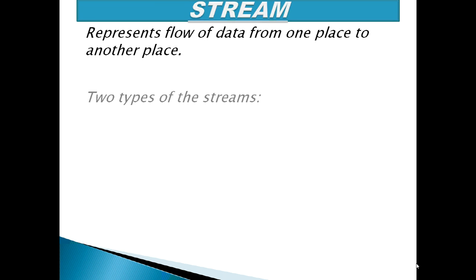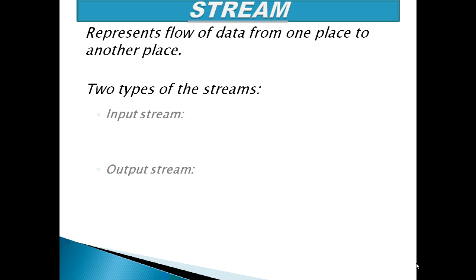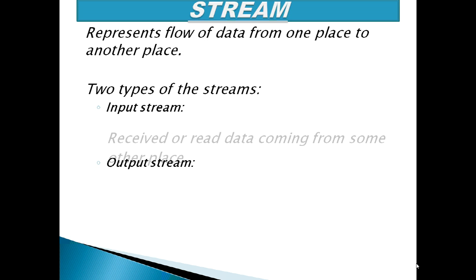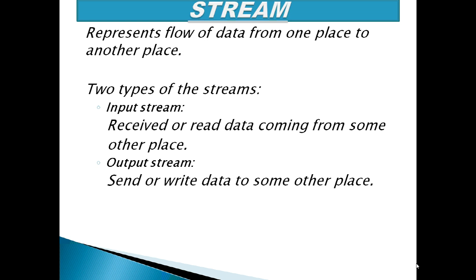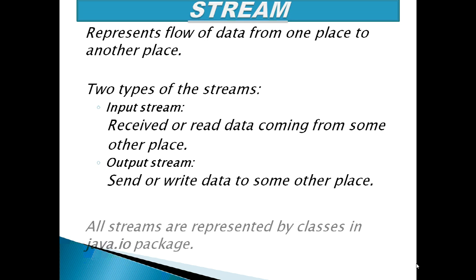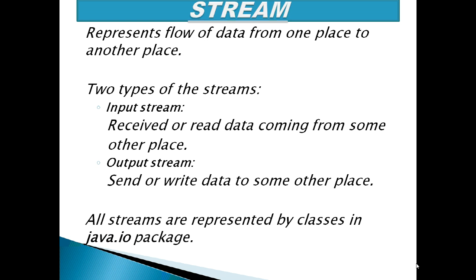Basically, there are two types of streams, input stream and output stream. Input streams are those streams which receive or read data coming from some other place. Output streams are those streams which send or write data to some other place. All streams are represented by classes in java.io package.